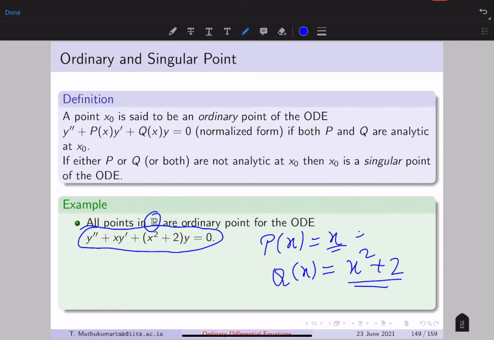If you want to see it in power series form, you can always do so. For instance, at x equal to 0, if you want to write it as a power series, this is already in power series form. Every other coefficient is 0 except for x power 1.